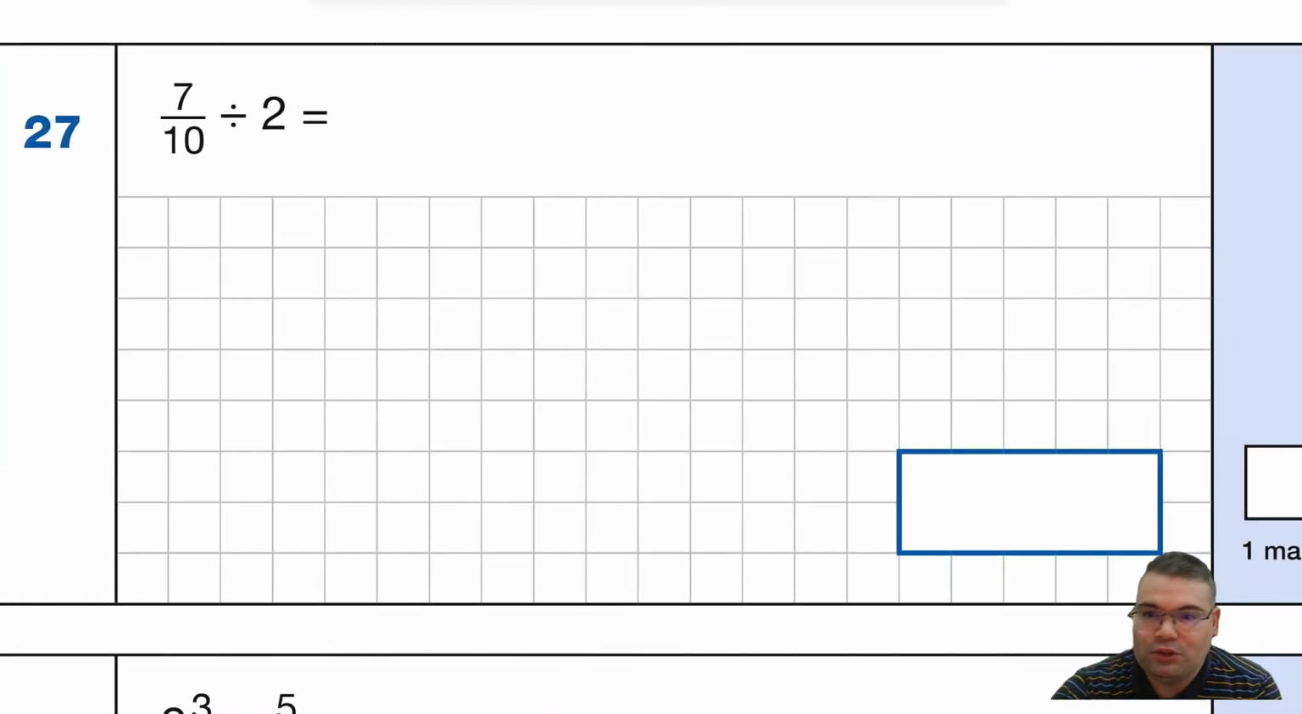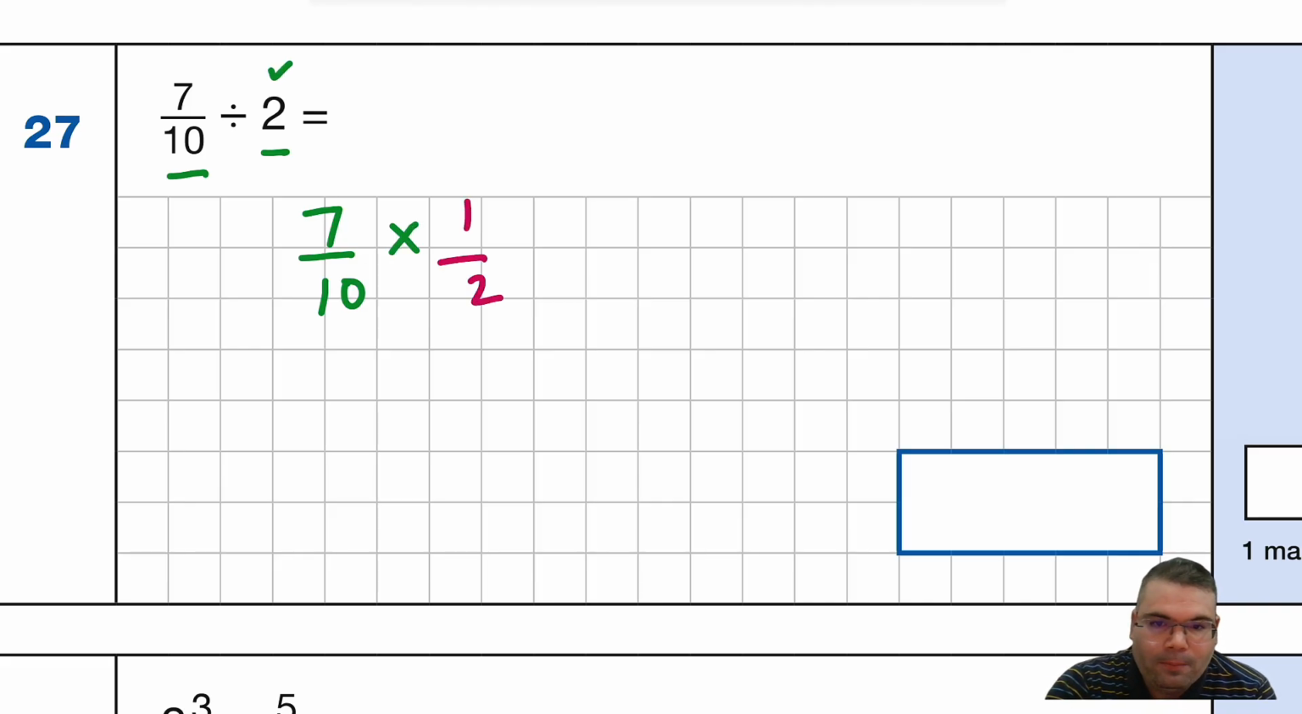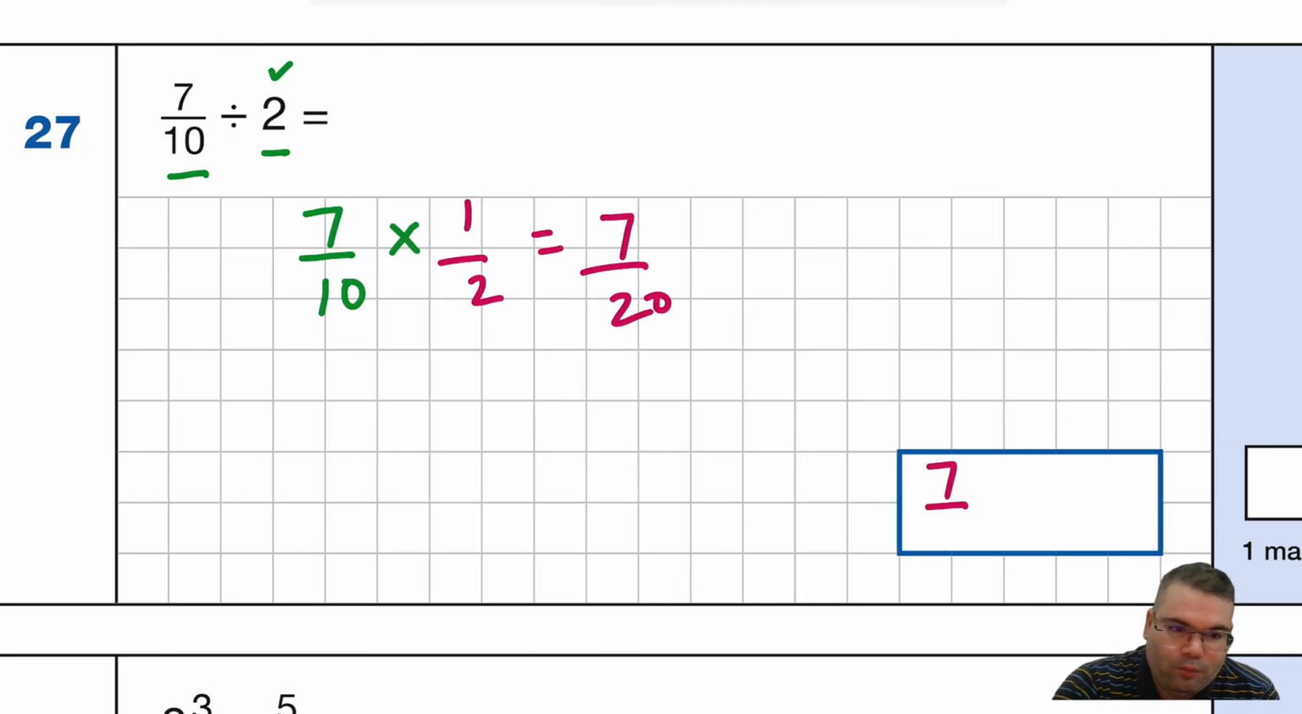So this is the next question. 7 by 10 divided by 2. So we know that whenever we divide by a fraction, instead of division, we write down multiplication and reciprocate the second term. So 2 will become 1 over 2. Okay, so this will become 7 over 20. So this is our final answer.